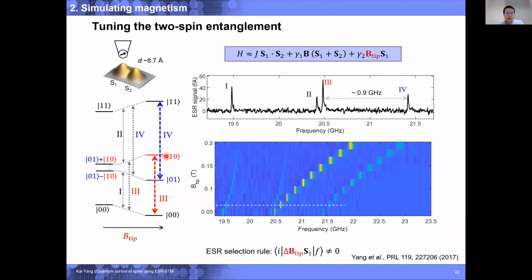So we can obtain the change of the energy level diagram by measuring the evolution of the ESR spectrum as a function of the tip magnetic field. For example, here we can see there's some nonlinear frequency shift of the ESR peak. This actually corresponds to the nonlinear energy level shift of this coupled two-level system because of the avoided level crossing. So what we learned from this measurement is that even though the STM tip is only interacting with one of the spins, we can still probe the coupled spin states. This conclusion is very important for us to study larger coupled spin structures.